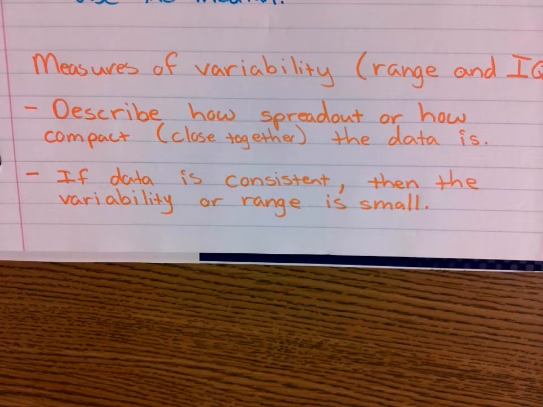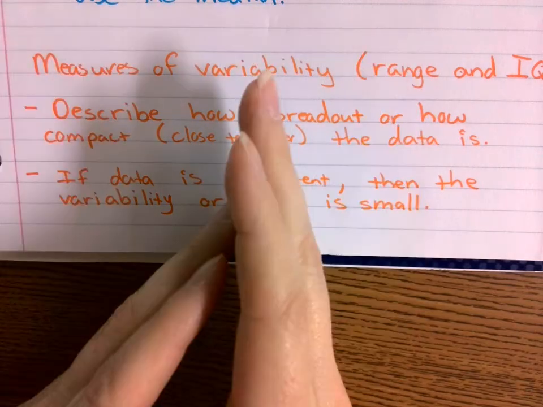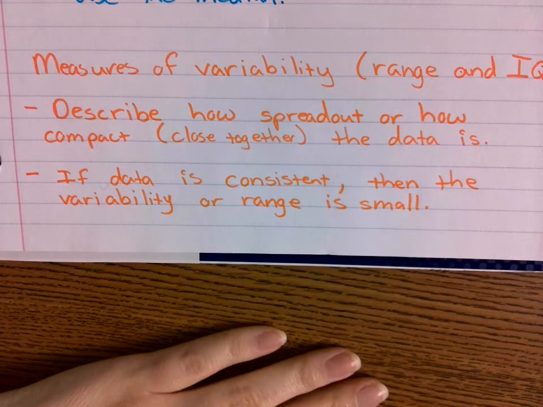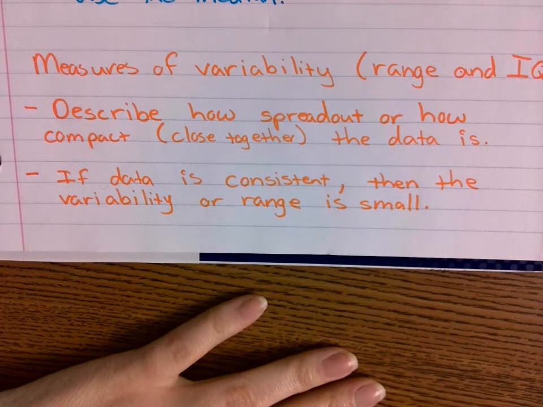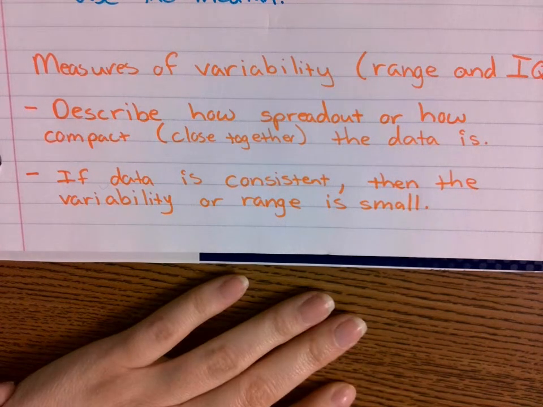But if my grades are all consistent, they're all in the 70s, then I probably have a good idea of how I'm going to do. Or if they're all in the 90s, I have a good idea of how I'm going to do. Okay? You want data to be very compact.